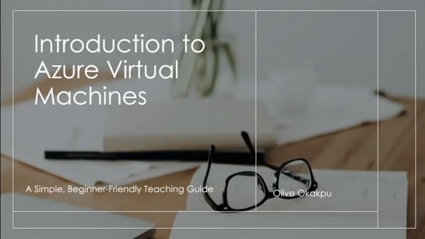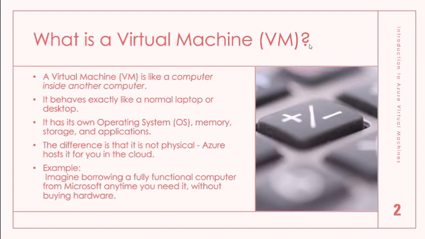So let's dive into it. Now we'll be talking about what a virtual machine is. A virtual machine is like a computer, just like I said earlier, inside another computer. It behaves exactly like a normal laptop or desktop. It's just like having your laptop in your laptop. It has its own operating system, its own memory, storage, and applications. The difference is that it is not physical.